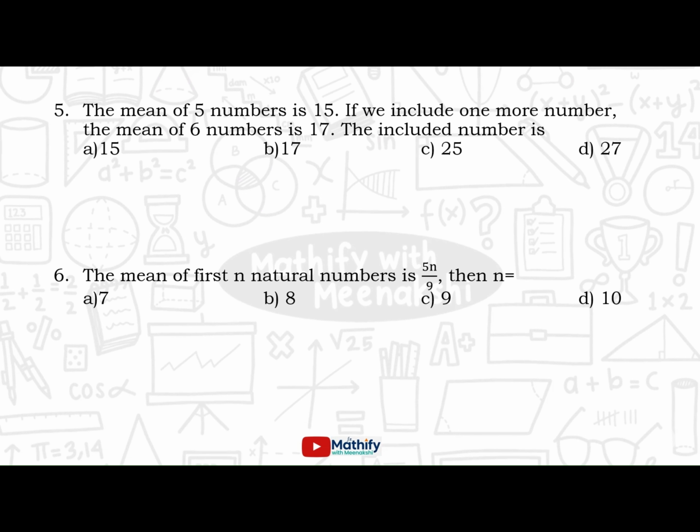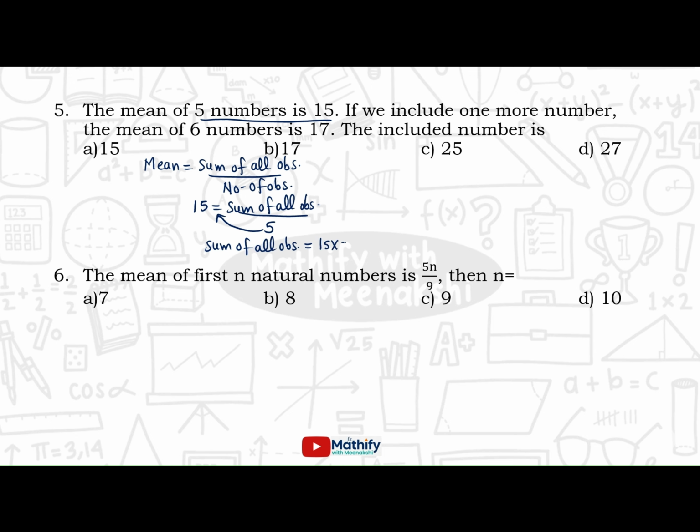Now let's move to fifth question. The mean of 5 numbers is 15. So we know the formula of mean: mean is sum of all observations divided by number of observations. So here it's given that your mean is 15. We don't know sum of observations, but we know that number of observations is 5. So using this, we can find the sum of observations. Sum of all observations is 15 into 5, that is 75.